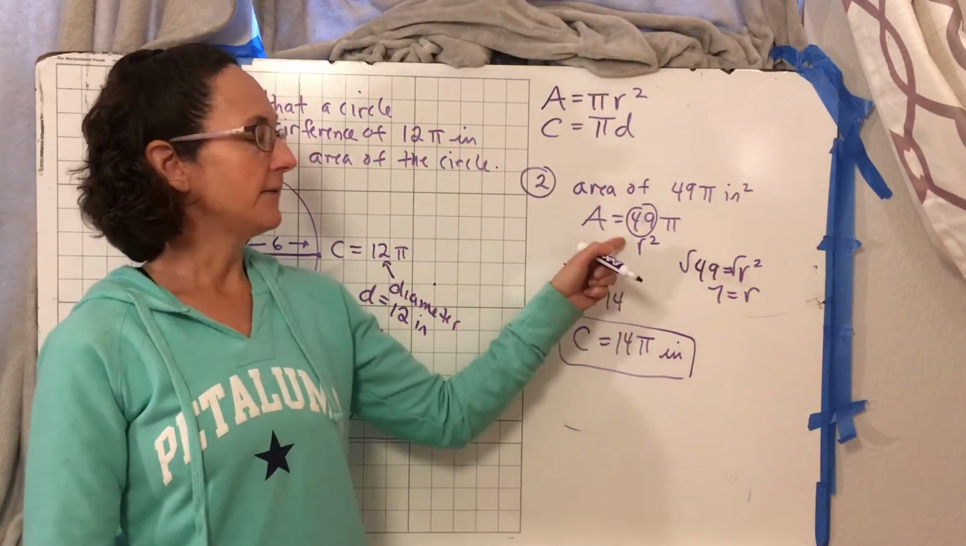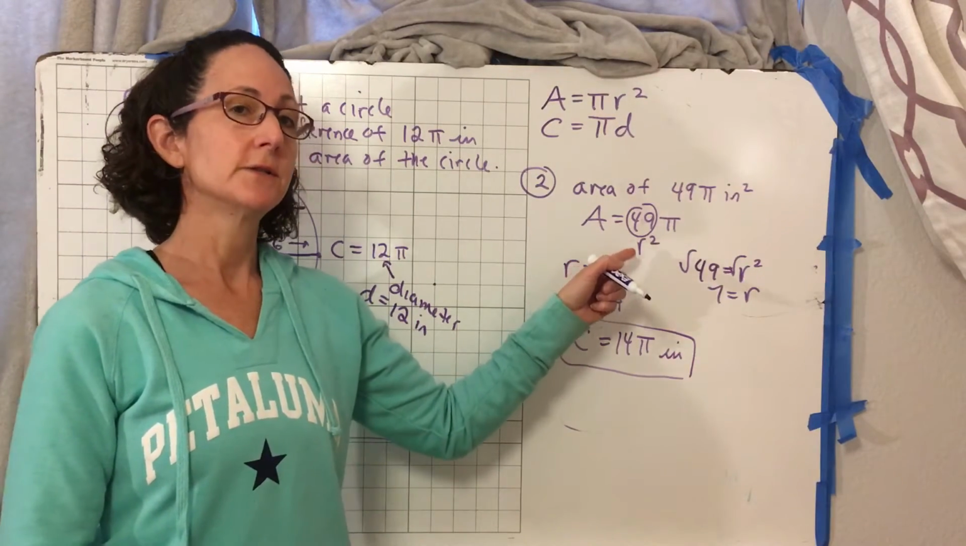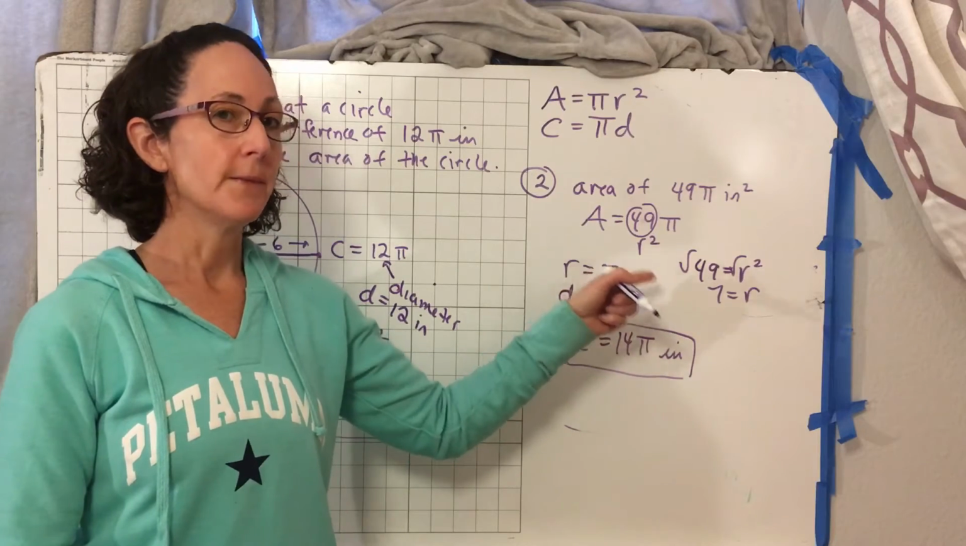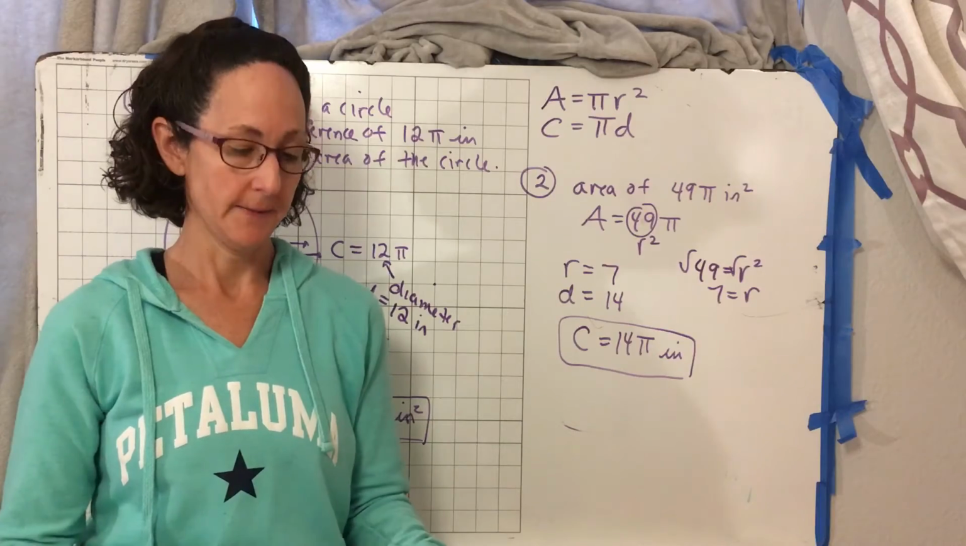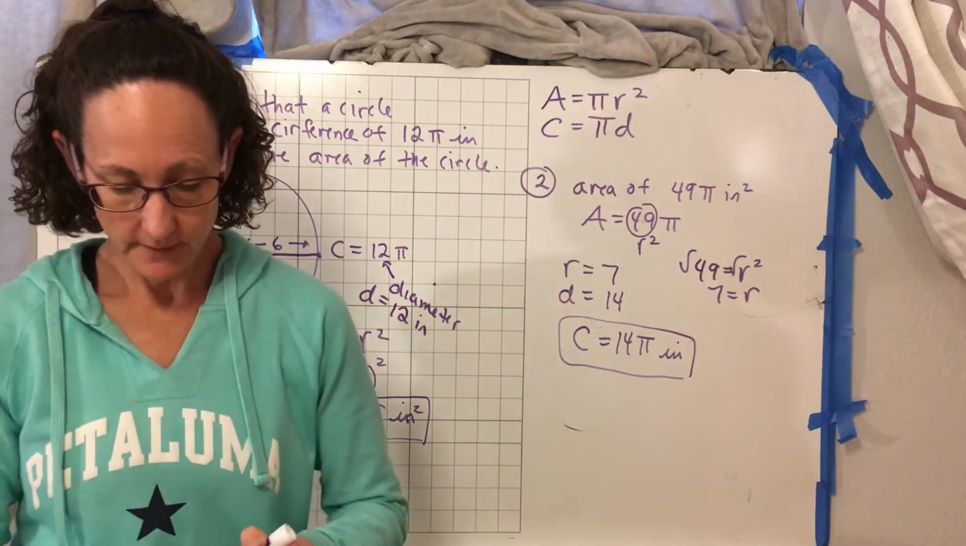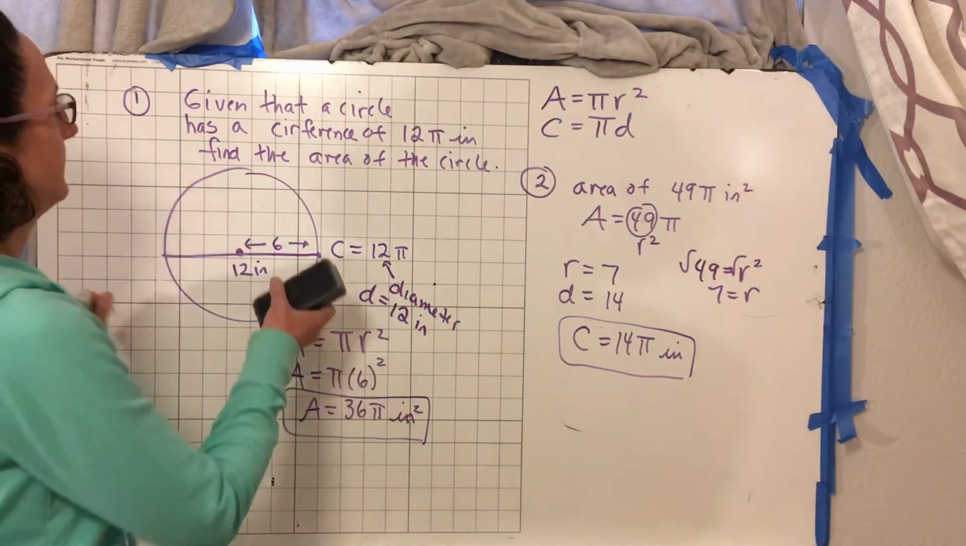Again, I gave you the area. From the area, you can always find the radius. From the radius, you can find the diameter, and then you can find the circumference. All right, so let's do another example.